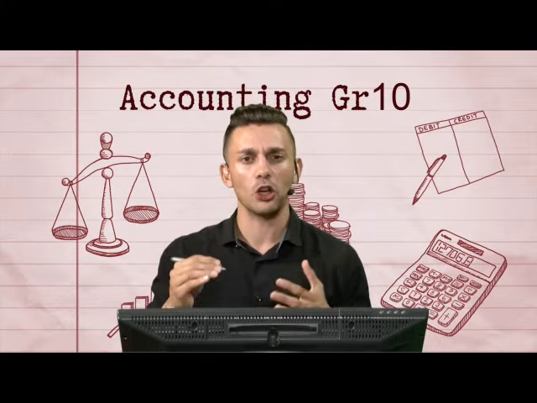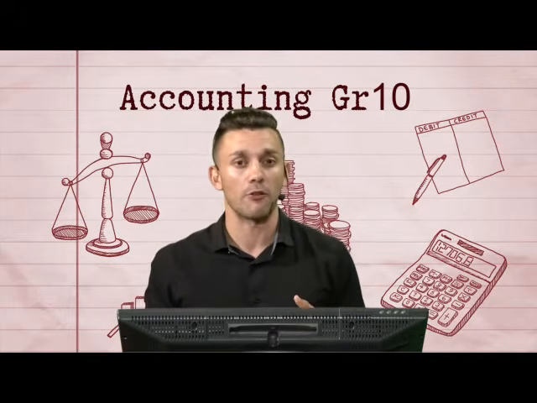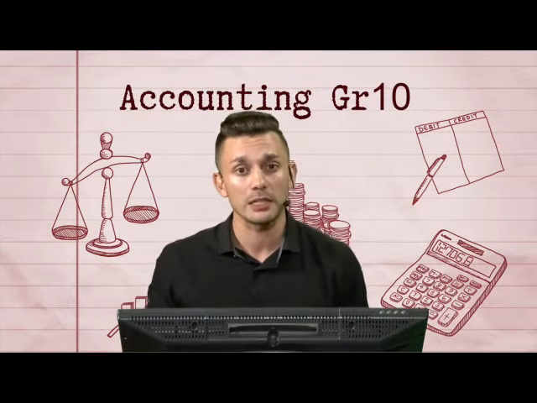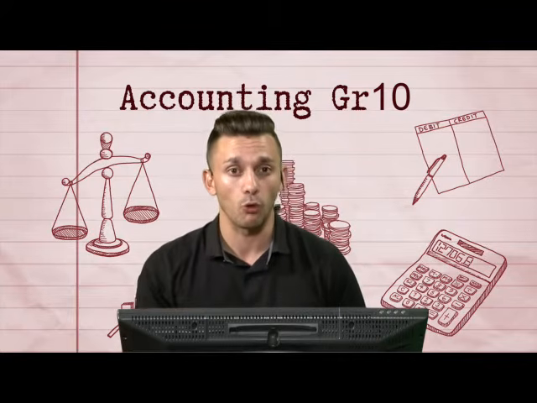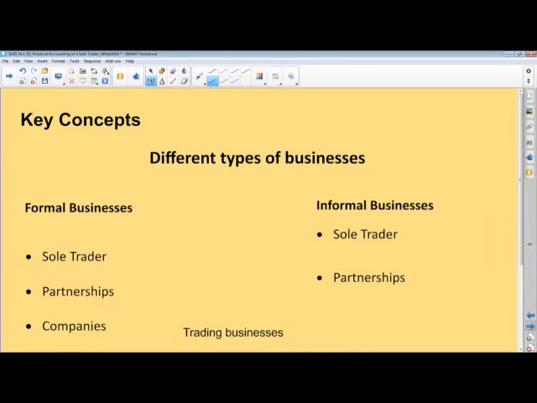And then I want to look at your two broad categories of businesses in South Africa, your formal businesses and then also your informal businesses. So let's quickly look at the breakdown. So remember, we have two broad categories. We have formal businesses and informal businesses. So I want to quickly look at informal businesses.